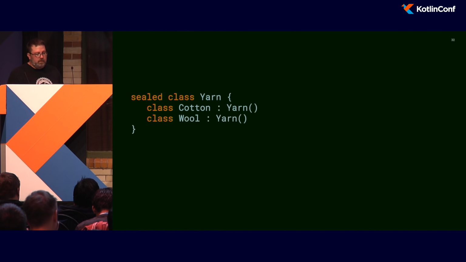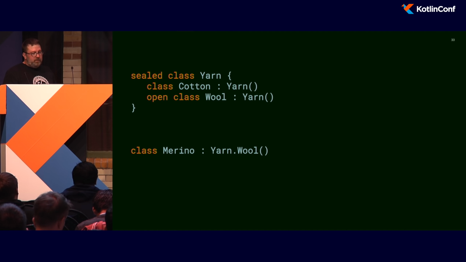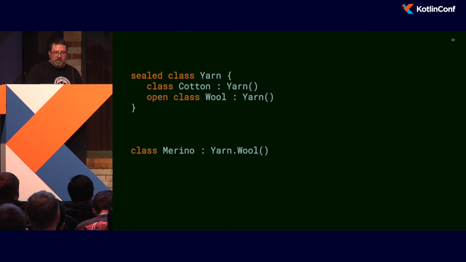So let's take a new example called yarn. We'll have two items in it, cotton and wool. And let's create a new class, merino, and have it extend from wool. Merino is a type of wool, for those that don't know. Kotlin, by default, will actually not let us do this. We can open the class, but this should start to trigger alarm bells in people's heads. But what's interesting here is finding out what the effect is on our when expression.